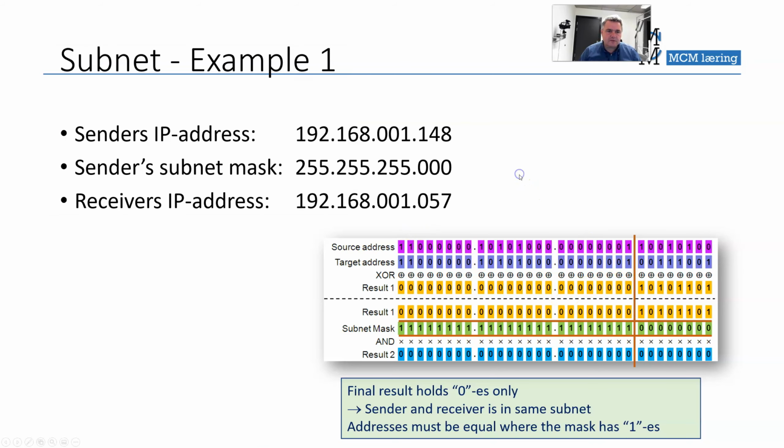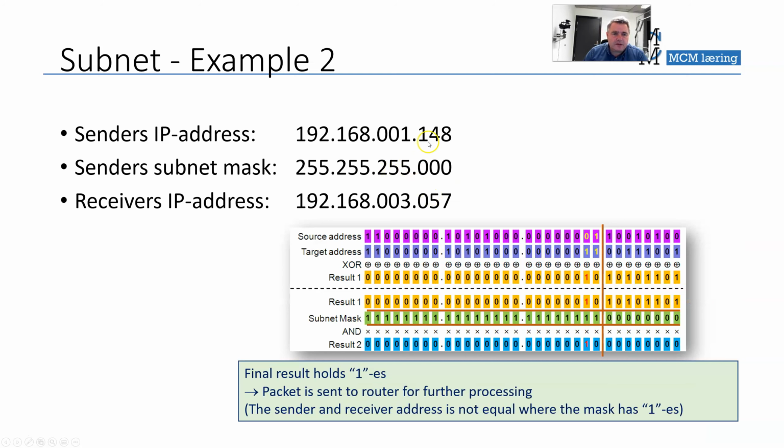if the two don't match. So let's turn over to example 2. I have changed the sender to 192.168.1.148 and the receiver has a 3 here, 192.168.3.57. The two addresses convert to binary, and you see that they are different here. This is 001, and the lower one here is 003. They are different in the portion where we have ones in the subnet mask, and therefore the message will have to go to the router. So my computer compares my own address and the receiver's address against the subnet mask, and decides whether to send it directly or send it to the default gateway, which is the router.